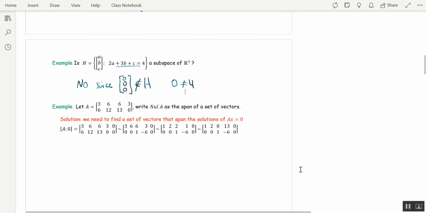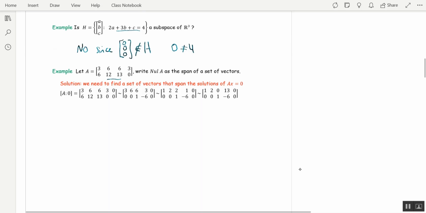Okay, next one, we're going to get a lot out of this, but I've done all the computations for us. We're given a matrix A, and we want to write null A as the span of a set of vectors. So what I did was I reduced A augmented with 0, because null A is the set of solutions to this equation, Ax equals 0. So to solve that, we augment A with 0 and reduce. Okay, and so we're over here with this matrix, and we see that there are two non-free variables. x1 and x3 have pivots, so those are non-free, and the other variables are free.